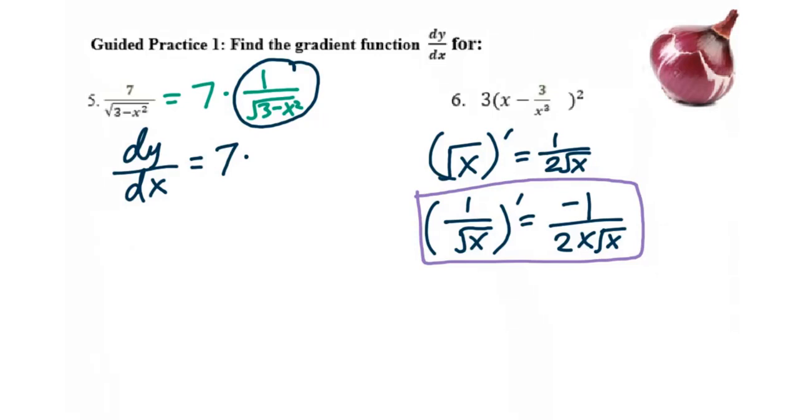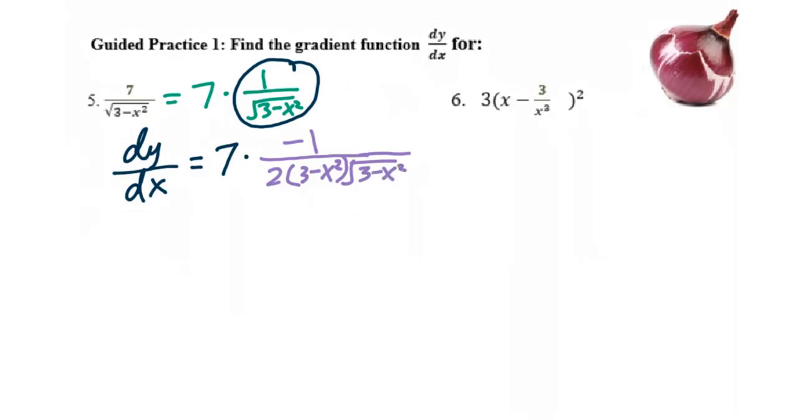For x, you will change it into 3 minus x squared. So you will get negative 1 over 2 times 3 minus x squared, then square root of 3 minus x squared. Then do the derivative of the inside, 3 minus x squared. You will get 0 minus 2x. So basically multiply by negative 2x.